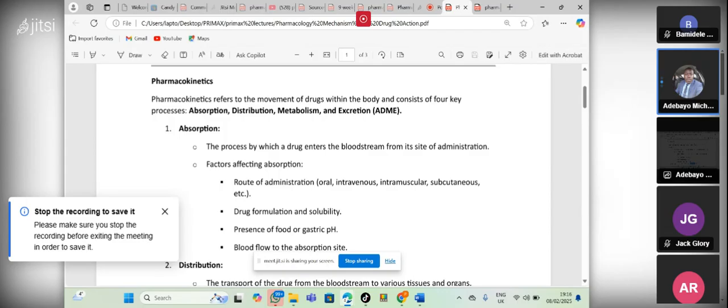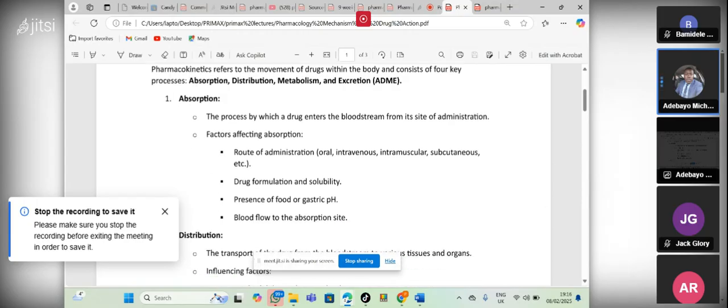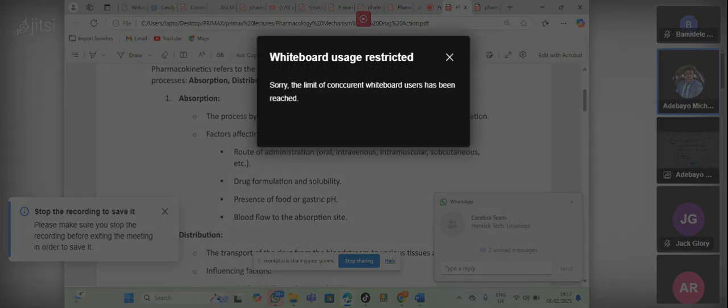And the drug formulation as well. Drug formulation and solubility is another factor. How can the drug dissolve in a liquid solvent? How fast can it dissolve? That's what is meant by solubility. Another factor is food or gastric pH. What is the pH of your stomach at the time? For example, for those drugs that we take orally, is there any presence of food? If there's presence of food, of course it's going to take a while.